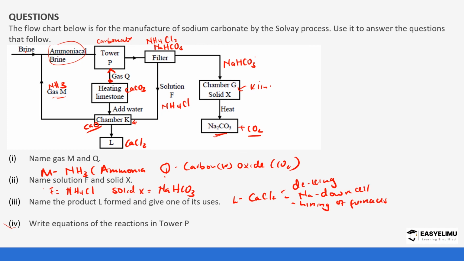And then finally, write the equations for the reactions in tower P. So basically, we have been told to write the two equations for the formation of ammonium chloride and sodium hydrogen carbonate. So the first equation is that ammonia reacts with carbon dioxide gas and water to form ammonium hydrogen carbonate. Then the ammonium hydrogen carbonate reacts with sodium chloride or the brine to form sodium hydrogen carbonate and ammonium chloride. So those are the two equations.